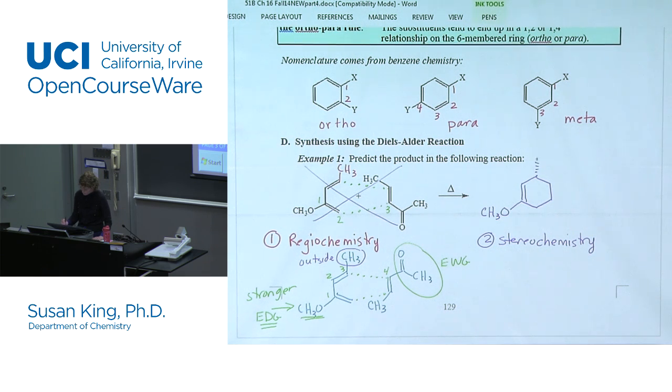Methyl going back. Electron withdrawing group going back. What about the methyl on the dienophile? Is that up or down? It's up. Why is it up? Because it's trans. It's on opposite sides of that, so we don't want to change that stereochemistry.